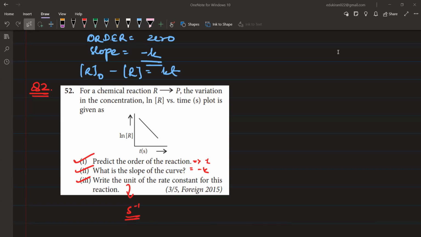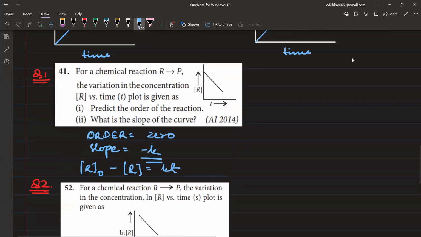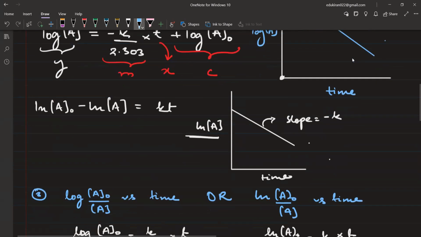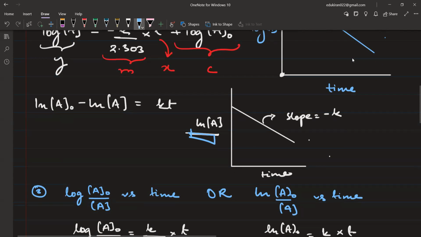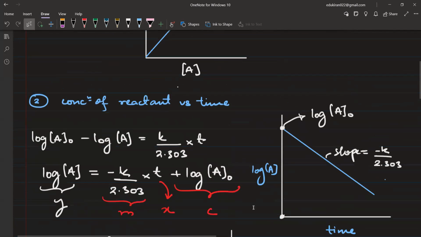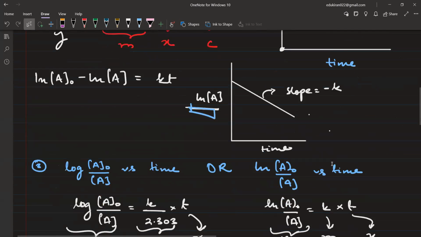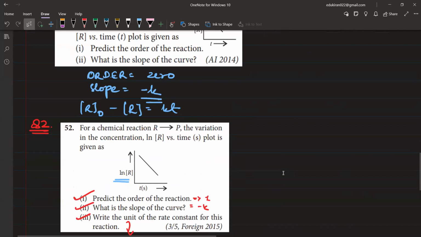Hamza, that is not right, please pay attention, it is ln here. If it were log, then you would get slope minus k upon 2.303. You either did not write it properly here. Okay, this is ln A, then the slope is minus k. If it is log A, then it is minus k upon 2.303. Okay, right, next. Write the next question.